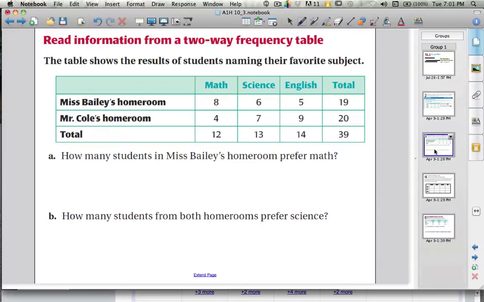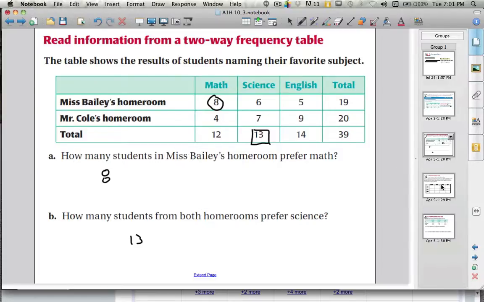So if we take a look at interpreting this, how many students in Miss Bailey's homeroom prefer math? Well, this is right here, 8. How many students in both homerooms prefer science? So now I want to see the sum of science from the two homerooms. That's 13. So there are a lot of different things that we might discern from this table, but that's answering these two specific questions.